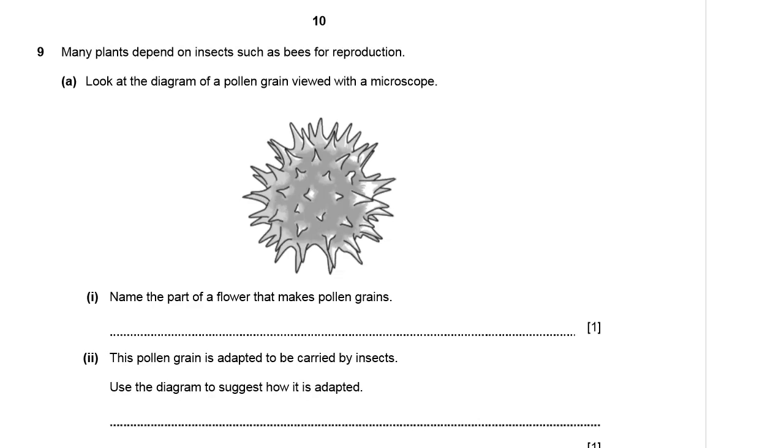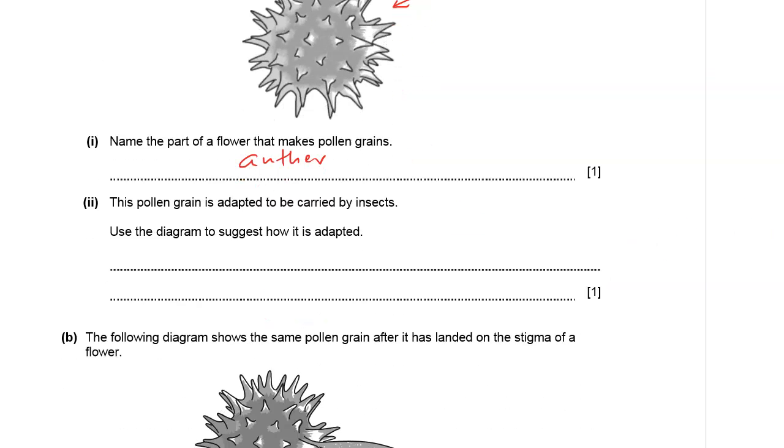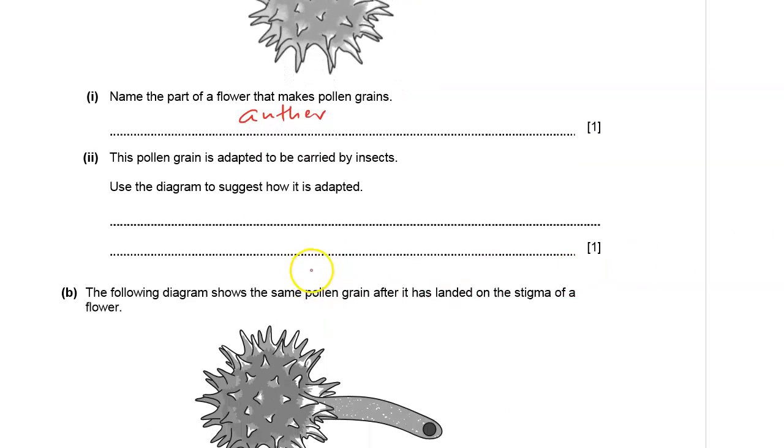Question 9. Many plants depend on insects such as bees for reproduction. Look at the diagram of a pollen grain viewed with a microscope. Pollen grains are very small, but in a microscope it is magnified many times over, as you can see right here. Name the part of the flower that makes pollen grains. Pollen grains are formed in the anther. That is the part of the flower that forms pollen grains.